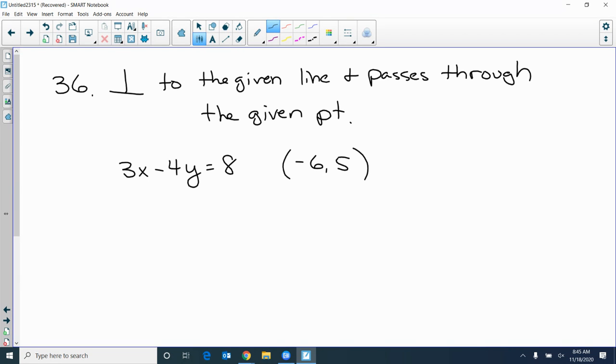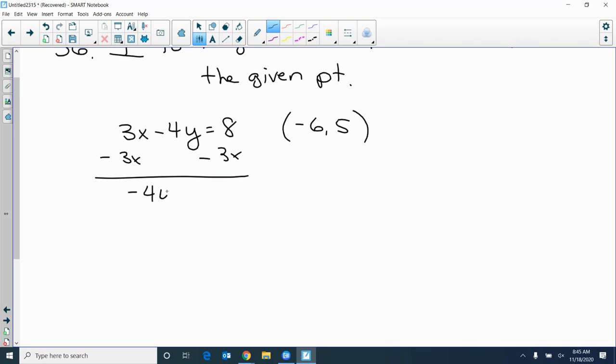A lot of you did the parallel because that was what the last set was. You guys got to take a little bit extra time, read those directions. Before I know this slope, I gotta get y by itself. So I got -4y equals -3x plus 8. Divide by -4, divide by -4. And that gives me y equals positive 3/4 x minus 2.